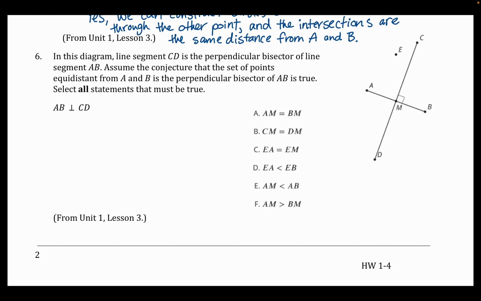Assume the conjecture that the set of points equidistant from A and B is the perpendicular bisector of AB is true. So that is a mouthful of a sentence. We are saying assume the conjecture that the set of points equidistant from A and B is the perpendicular bisector of AB is true. So this portion in red, we are assuming that is true, meaning that every point on CD is going to be the same distance away from both A and B. So now we want to select all statements that must be true.